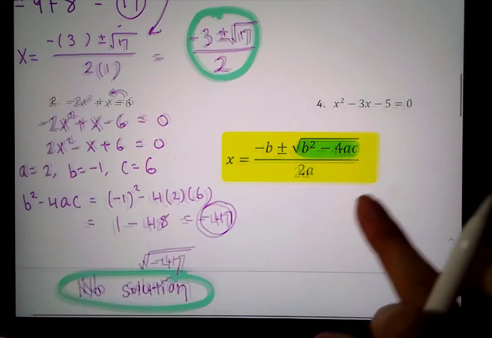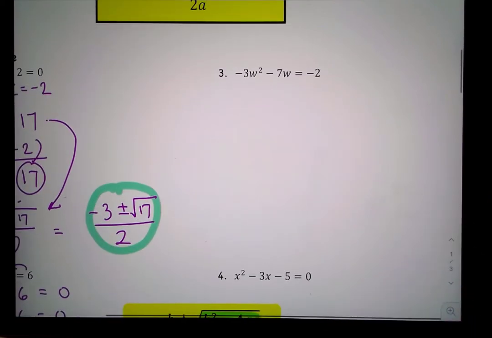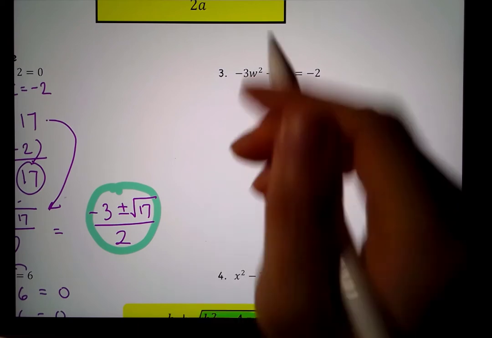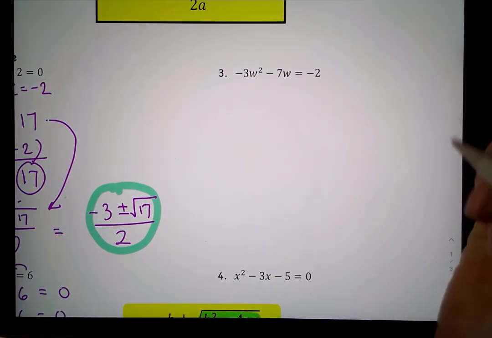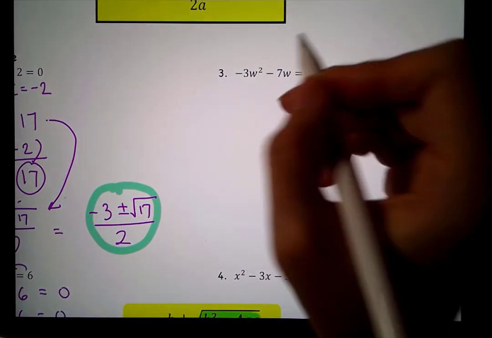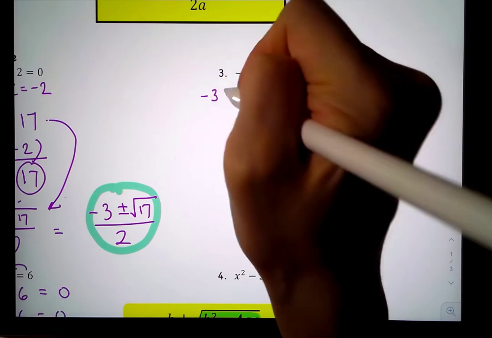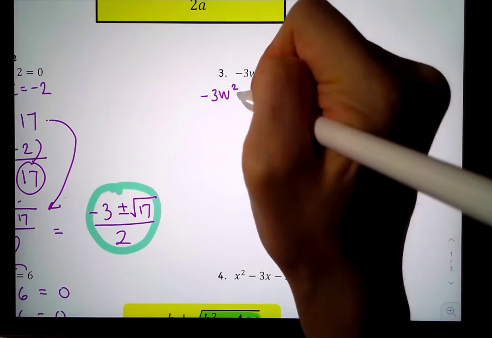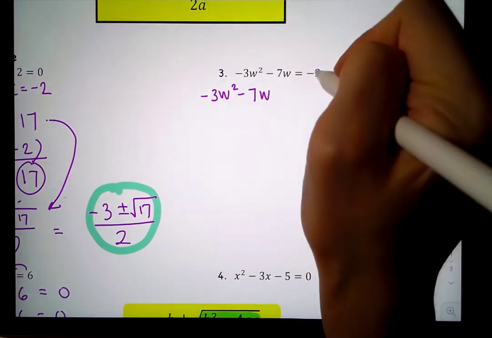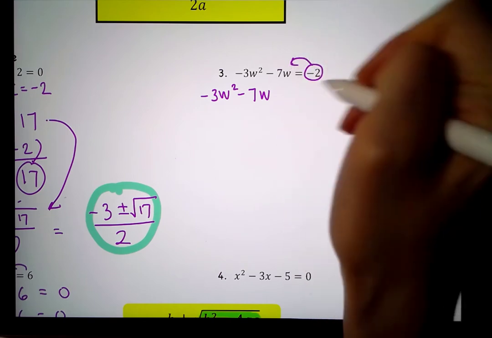Alright guys, and number 3. So it's the same thing. So we are just using the formula, right? Because you cannot factor this. And first I'm gonna rearrange the equation. So negative 3w squared minus 7w, and when you bring it over here, then sign change.